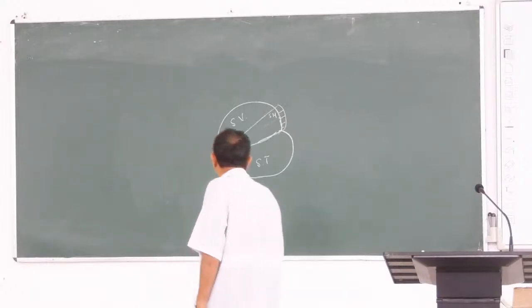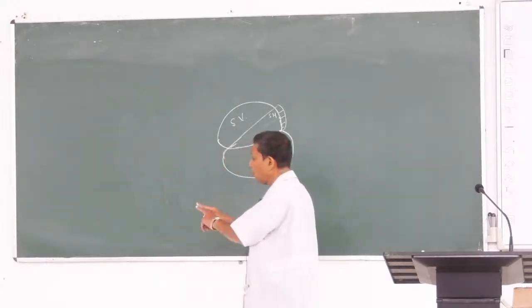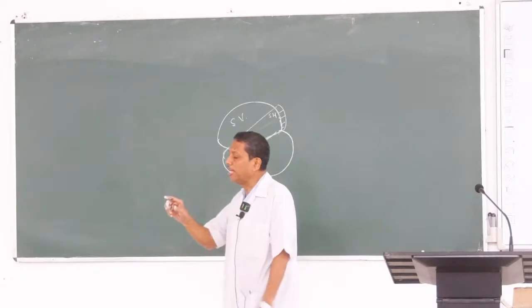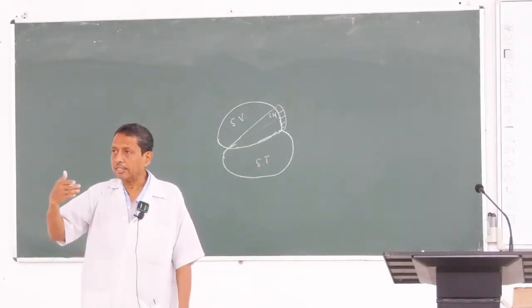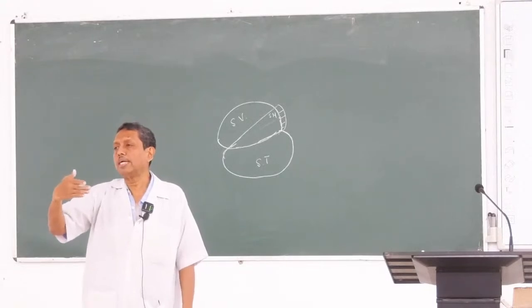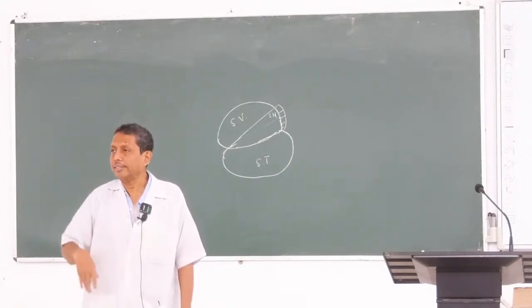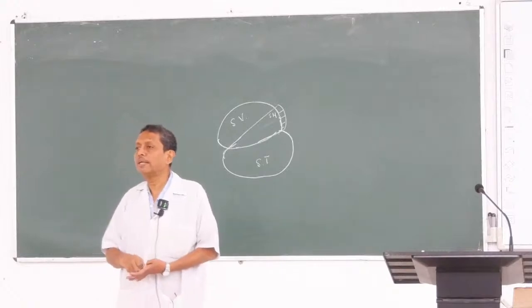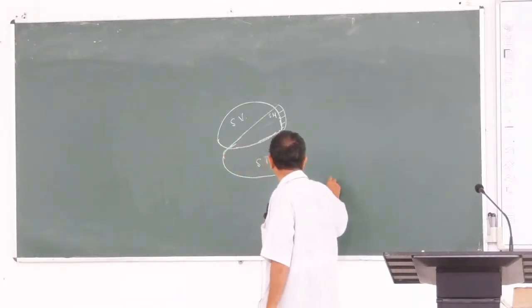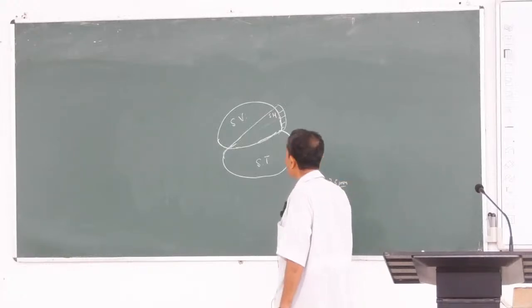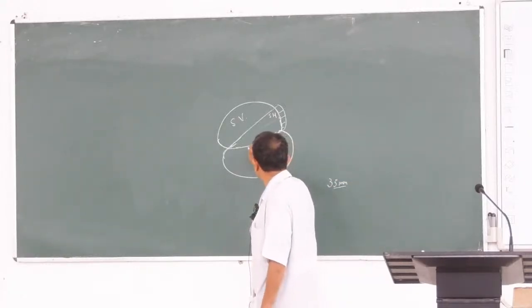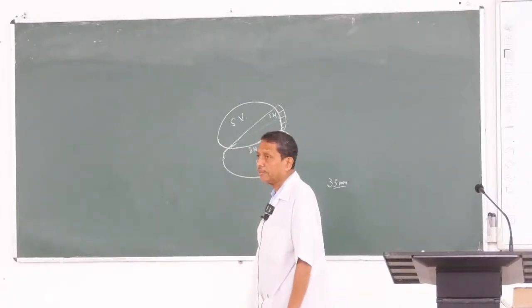And the length of the cochlea from the base to the apex, they are placed at the lateral side. If you see from the front side, the apex is on the lateral side, and 35 millimeter is their length. And this is the basilar membrane, over which is the organ of Corti.